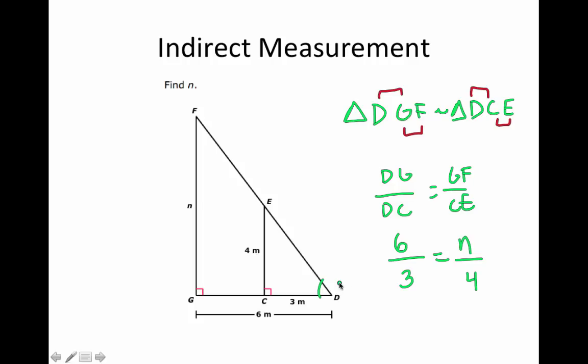So I'm going to solve it a different way. I'm not going to do the cross multiplication because I can see right here 6 over 3 reduces to 2 over 1, and that's the similarity ratio. And so this one's going to have the same relationship. I just need to multiply 4 by 2, and I would find N. So N is equal to 8 meters.